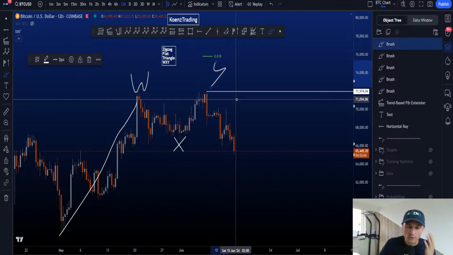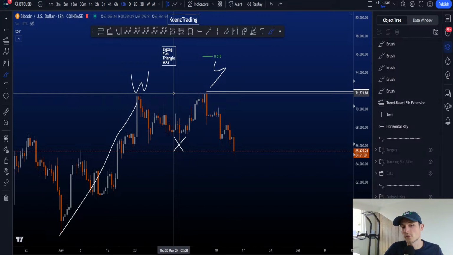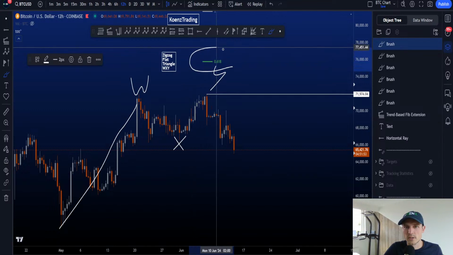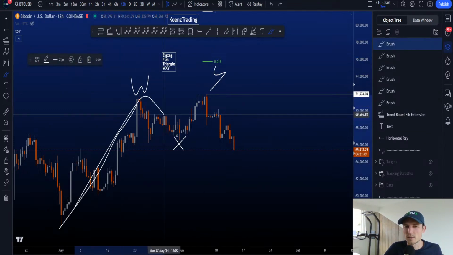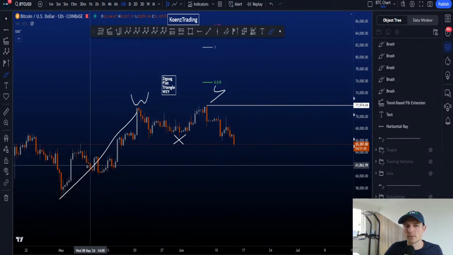Also, for wave Y, you want to see the high of W taken, which on some charts happened and on some charts did not happen, right? But nonetheless, besides that, you actually want to see wave Y move at least to the 0.618, preferably in a double zigzag WXY. A double zigzag is a sharp corrective structure.